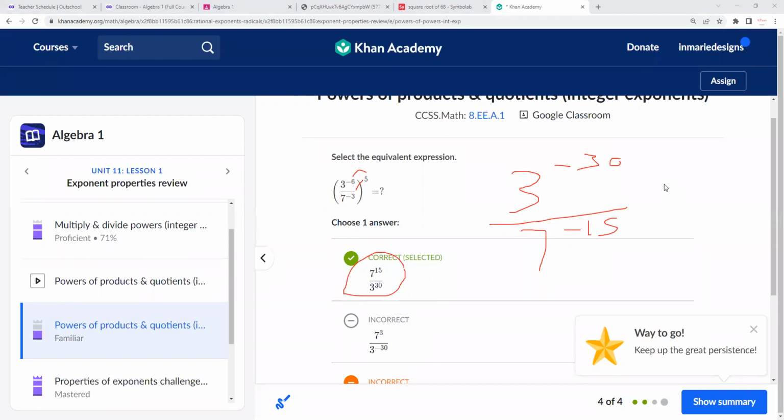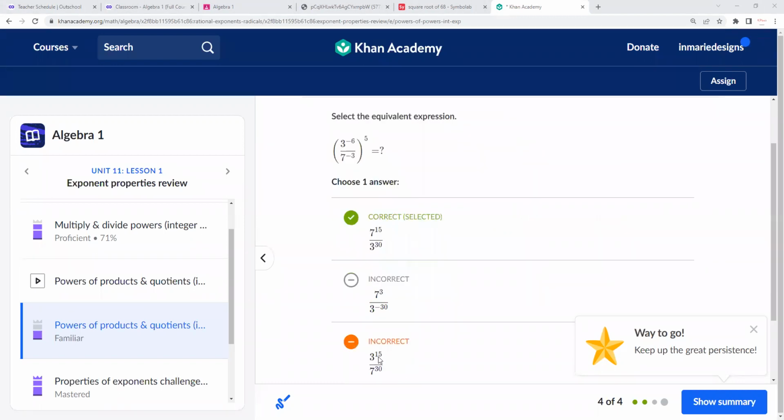I selected the wrong one. They look very close, but this one's 3 to the 15th. It should say 3 to the 30th. Oops, little mistakes.